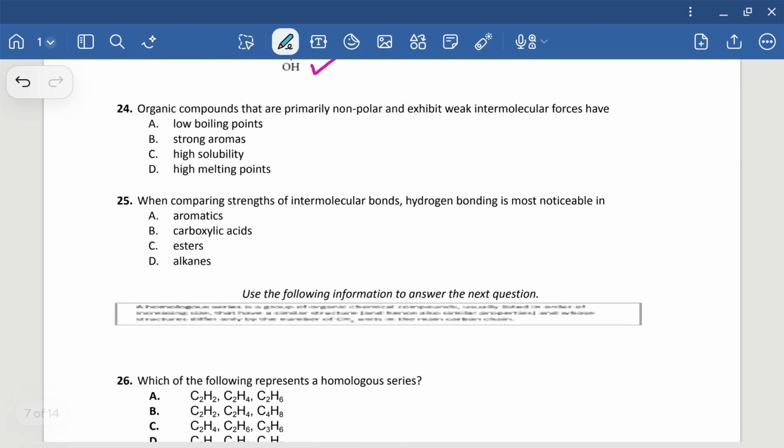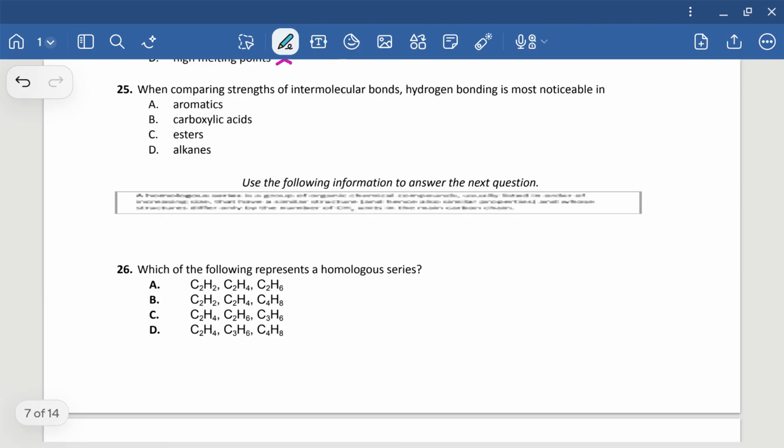24, organic compounds that are primarily non-polar and exhibit weak intermolecular forces. So if you're non-polar, you're probably an alkane or alkyne. And if you have weak forces, you probably only have LDF. So in that case, they would have low boiling points. They wouldn't have strong aromas because that indicates a benzene ring, which would increase that. No high solubility because you would need something polar, and no high melting points because you don't have that many forces.